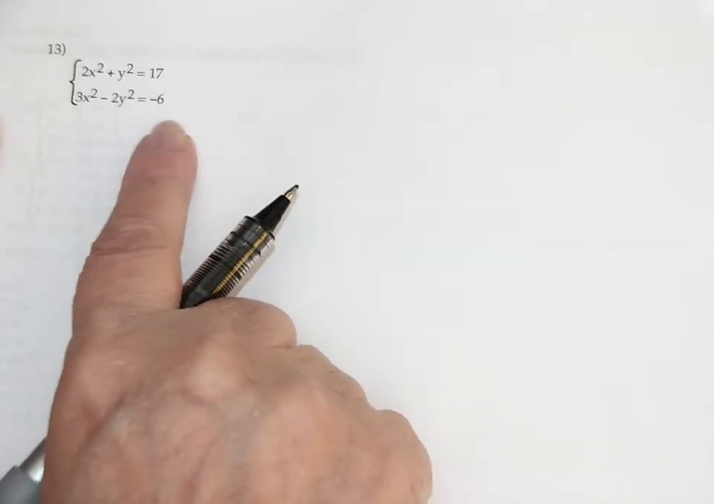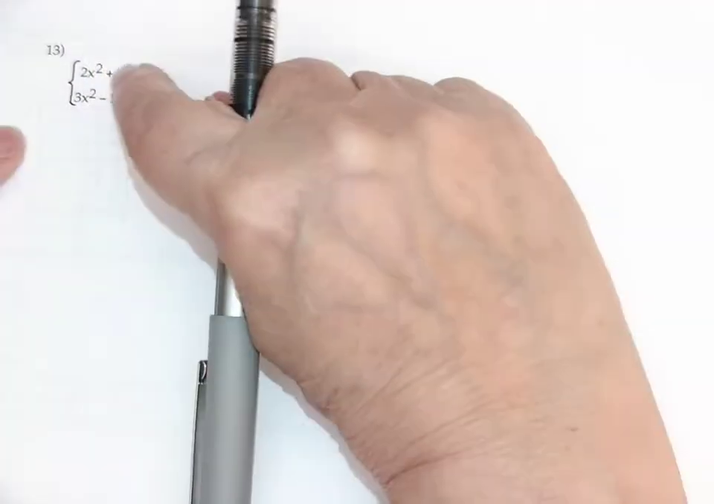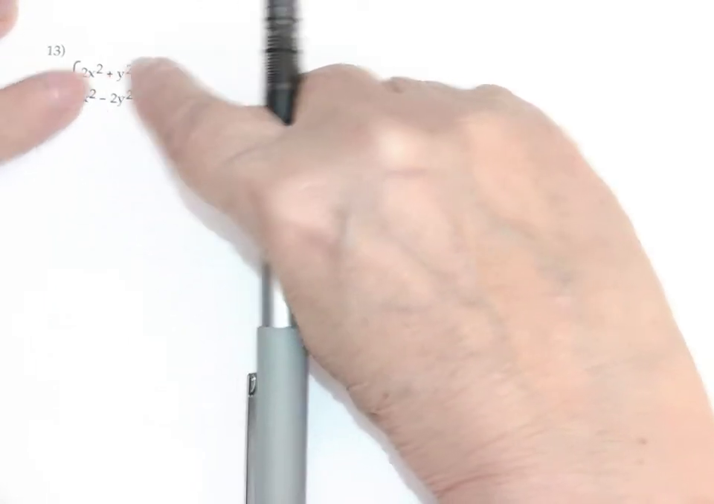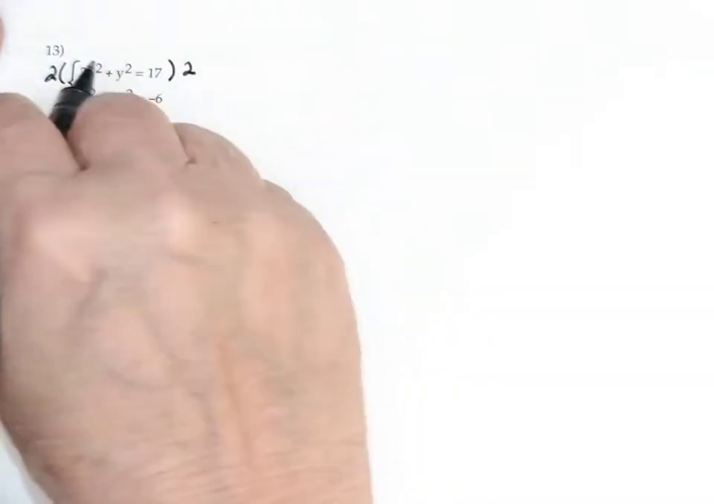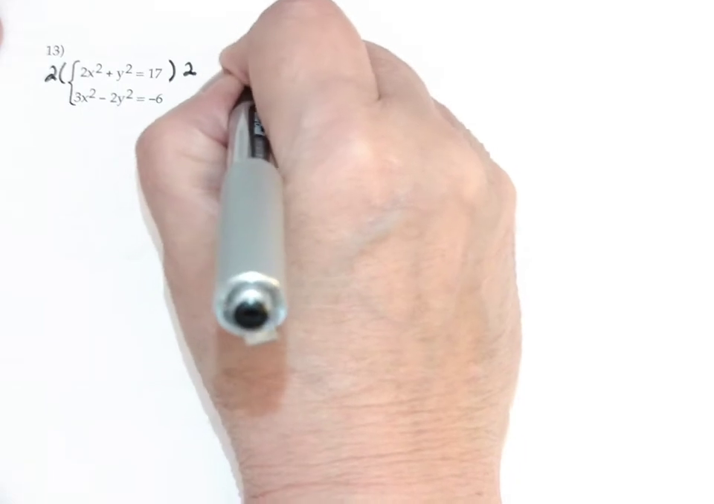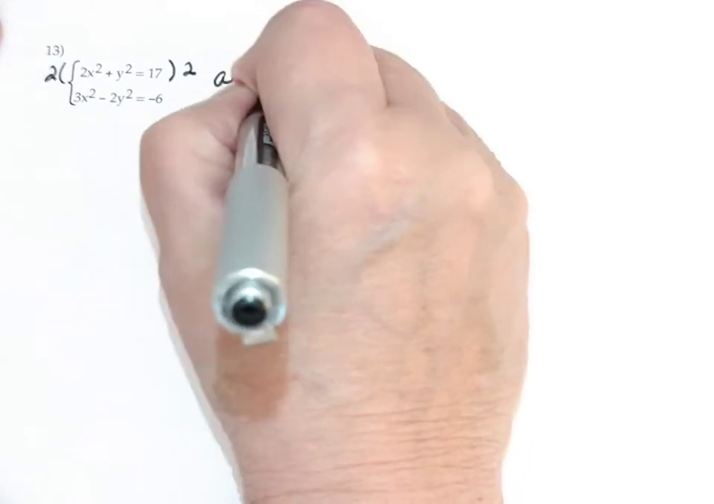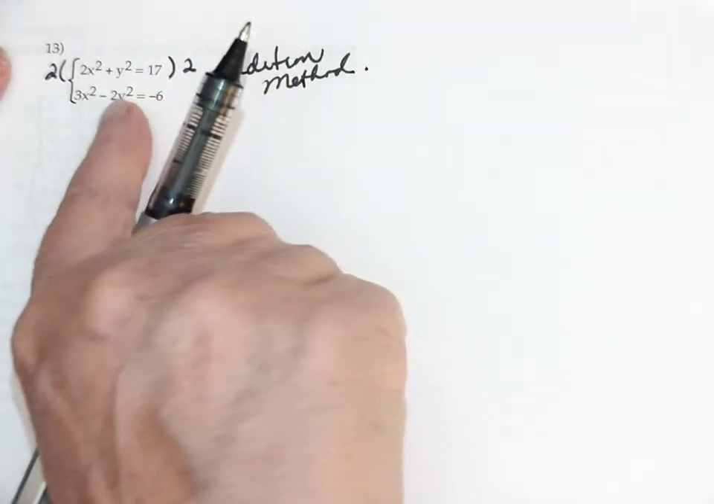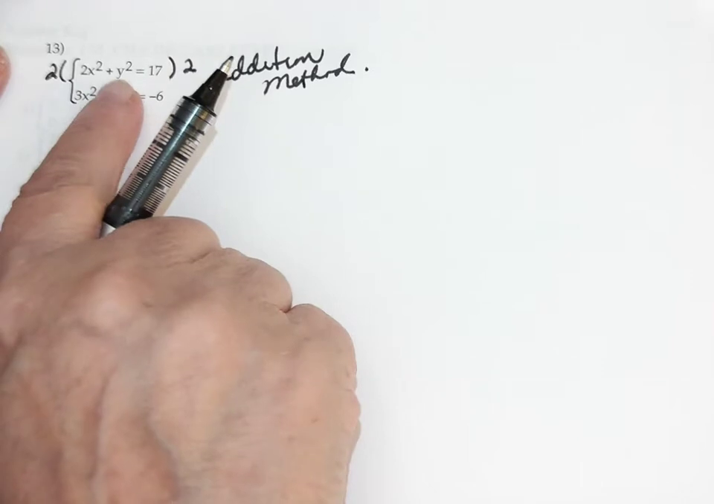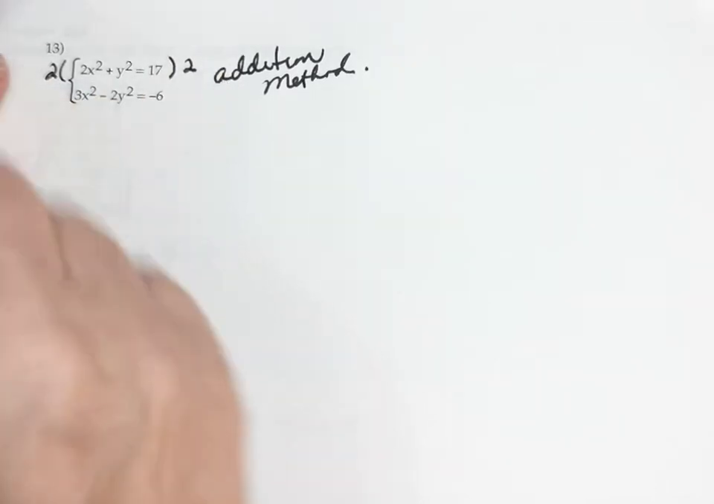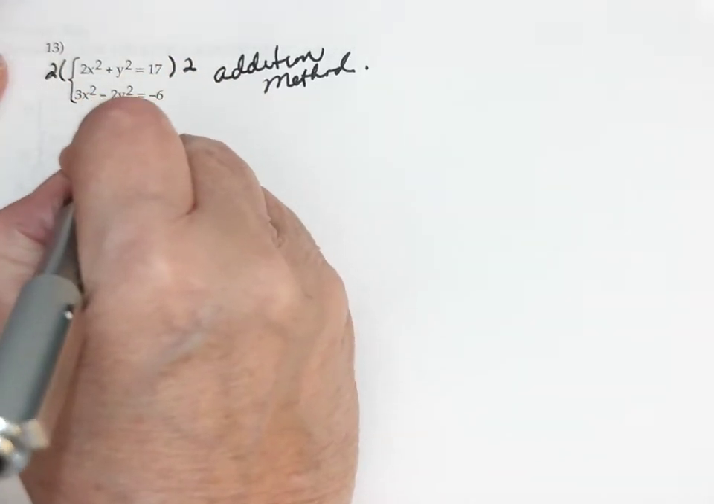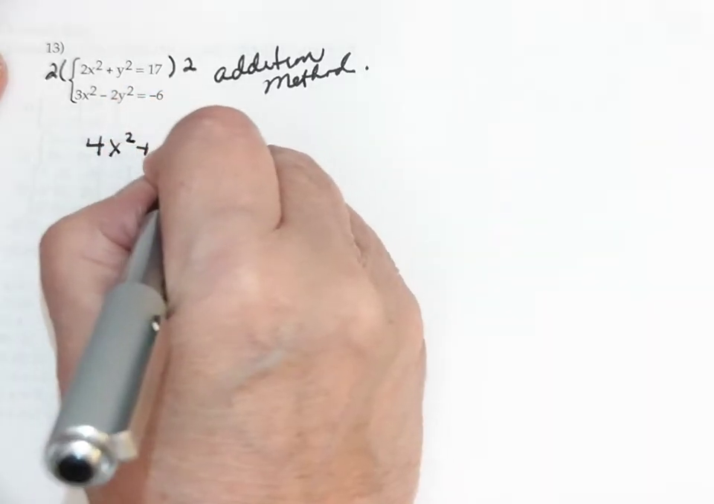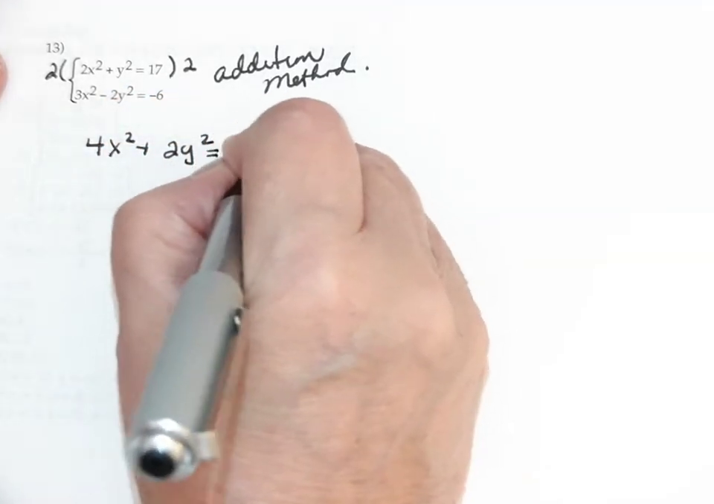Now the easiest way to do 13 is the addition method, because if you notice that these are lined up as x squareds and y squareds, what I would do is multiply the first one by 2 and then add. Because it's set up beautifully that way, because that's a negative 2y squared. That would become 2y squared. It would add to 0. So 4x squared plus 2y squared equals 34.